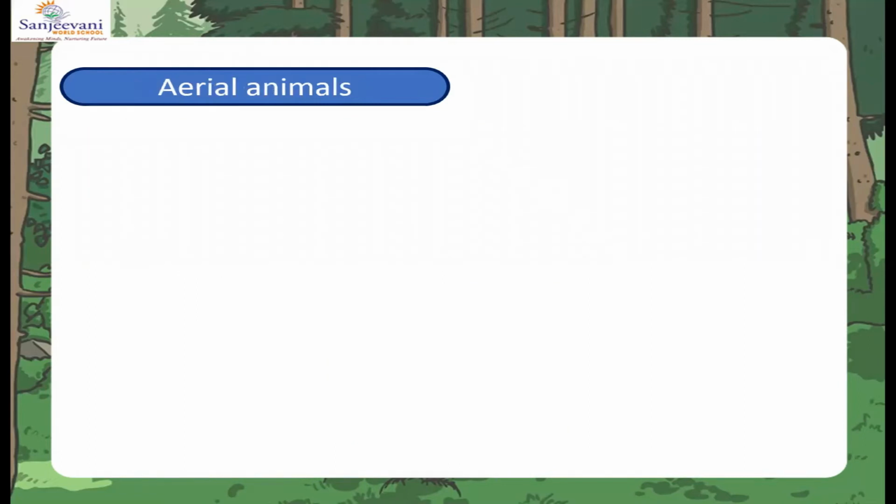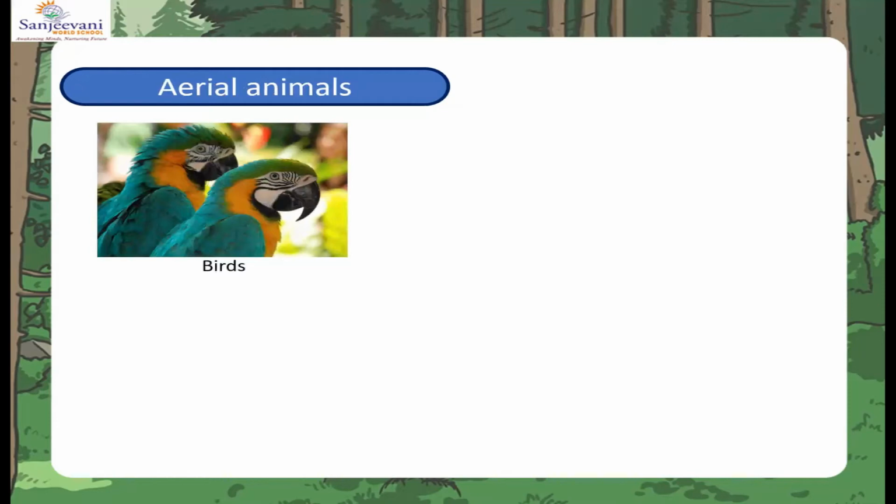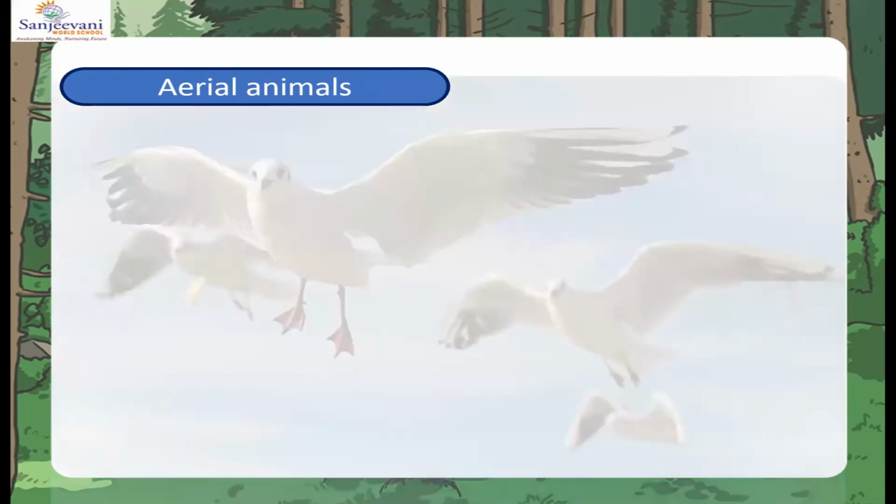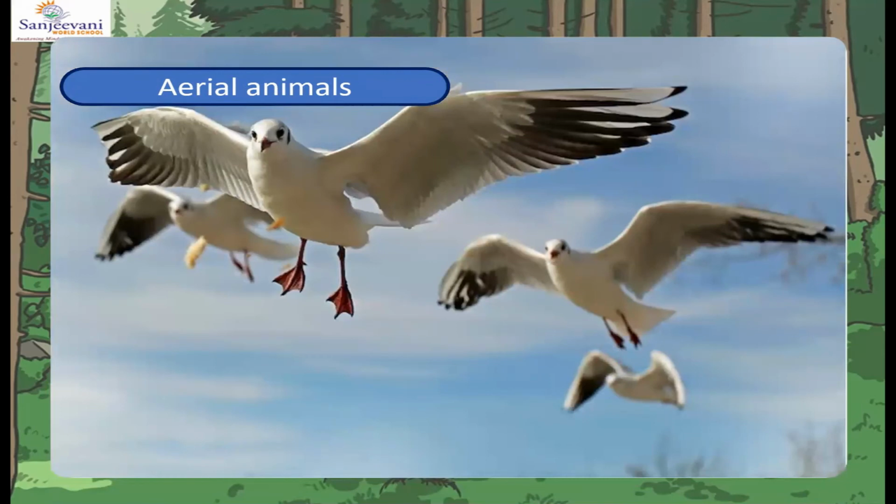Another type of habitat or adaptation is for aerial animals. Animals such as birds, bats, butterflies, etc. fly in the air. They are called aerial animals. These aerial animals have light and hollow bones. They also have feathers that make their bodies light in weight and help them to fly.